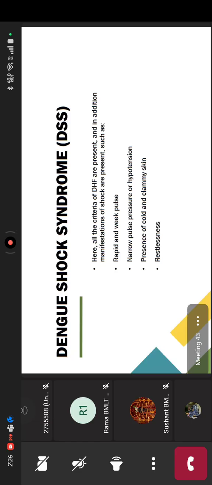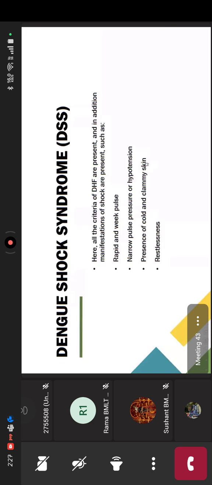these conditions are also present in dengue shock syndrome. And in addition to that, some other conditions are also present, such as rapid and weak pulse, right? Pulse rate will be decreasing, weak pulse, narrow pulse pressure or hypotension. The patient will start experiencing hypotension, right? And the pulse rate will also be affected or fluctuating. Then the presence of cold and clammy skin.